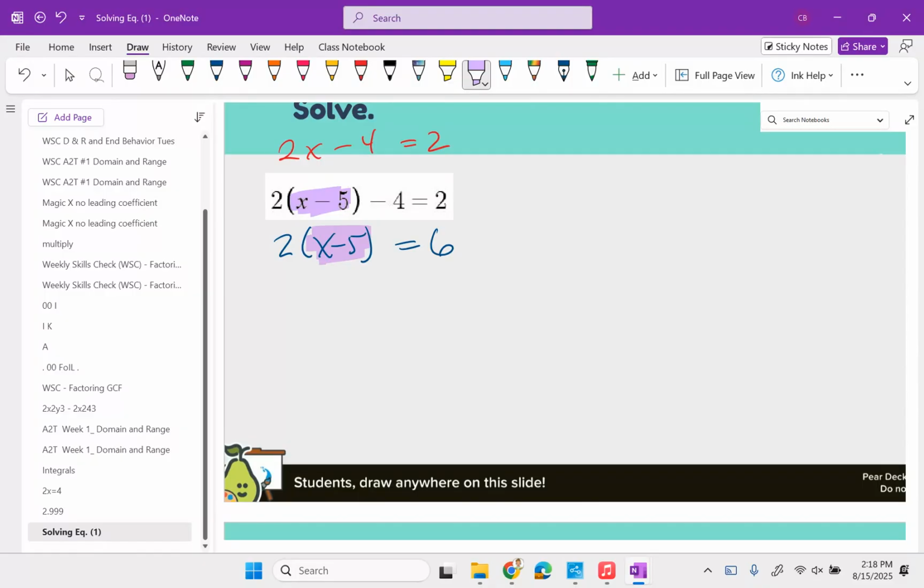What do I have to do next? Divide by 2. Instead of distribute in, we're going to try to divide by 2. Because we're trying to do less steps, right? So I've got x minus 5 equals, what's 6 divided by 2? 3. Now what am I going to do? Add 5.